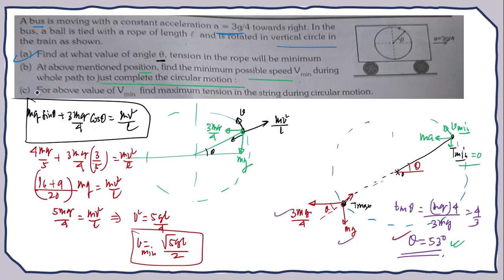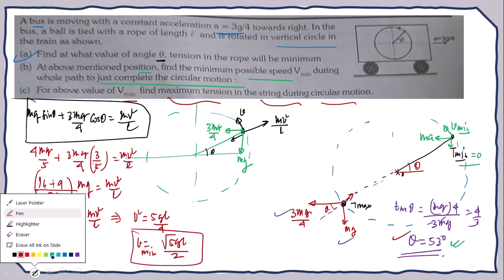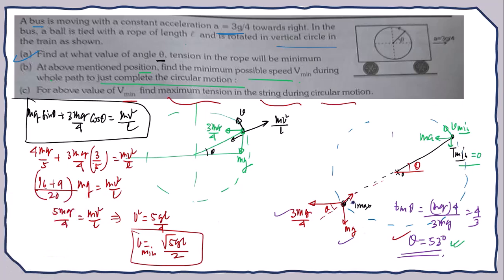Now you are asked to calculate, for the above value of V minimum, the maximum tension in the string during the circular motion. That means at the maximum position, what is the T max that you want to calculate. For that, let us say the particle has been projected with a velocity of u. From the energy balance, I can calculate the value of u, so that I can use that to calculate the tension.